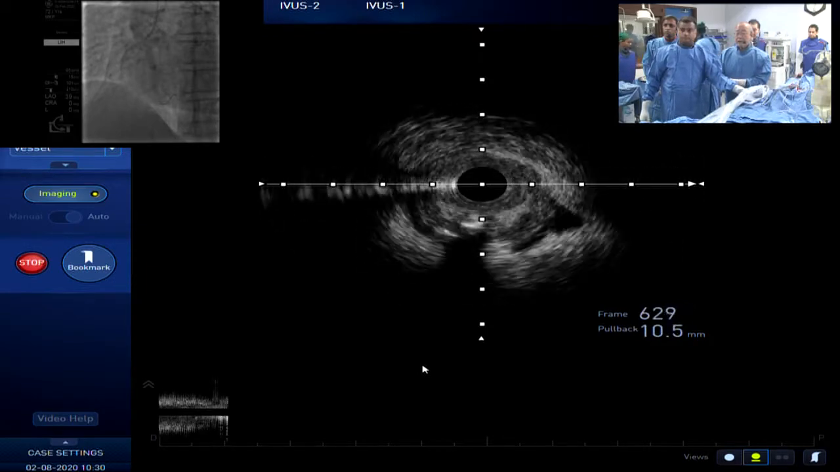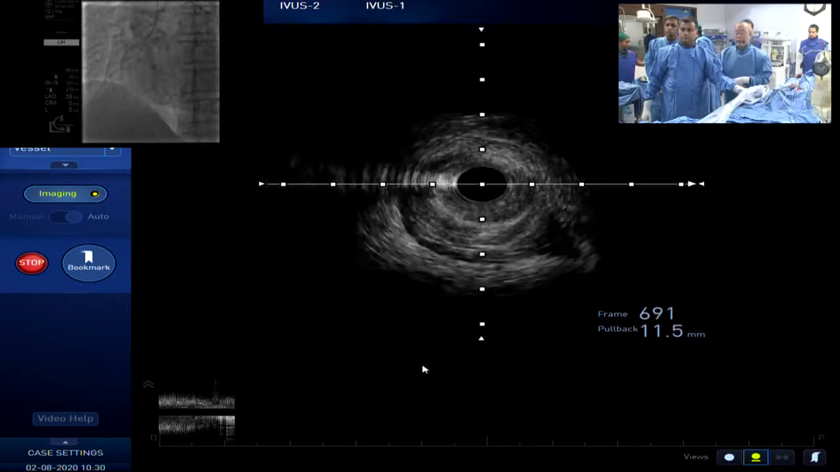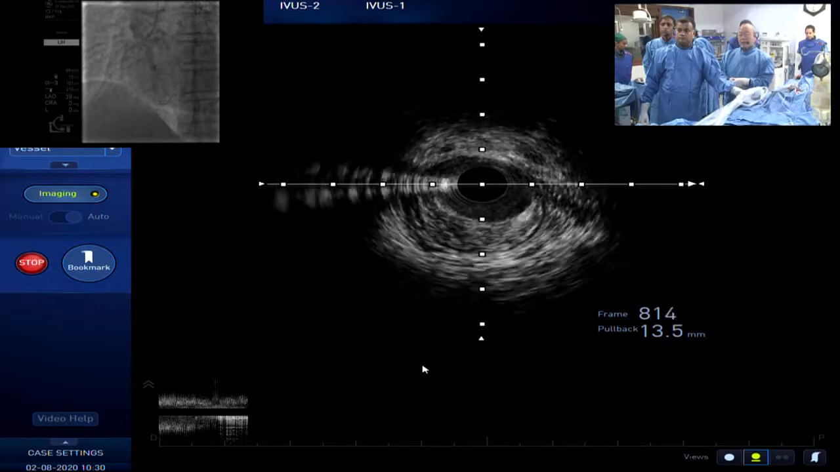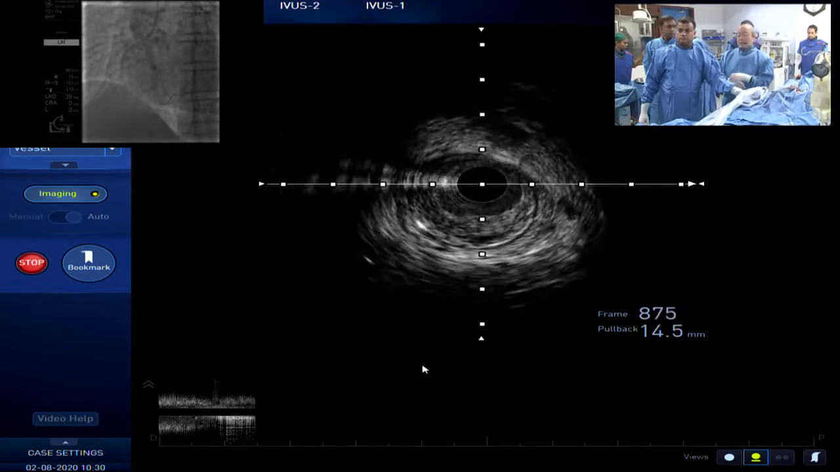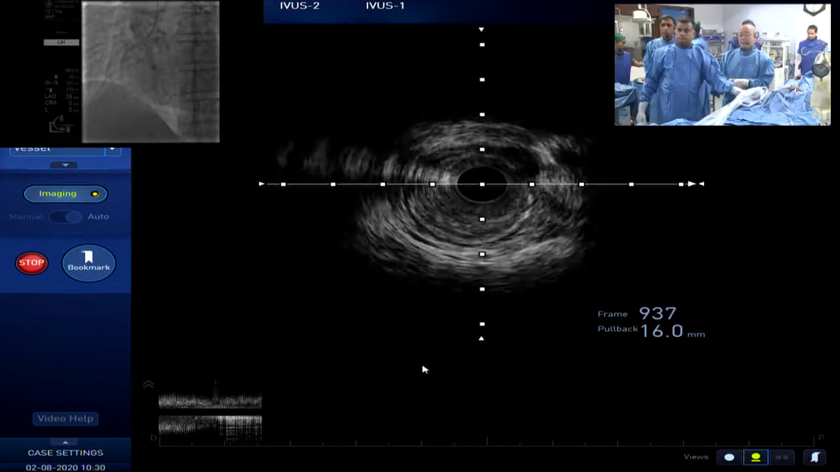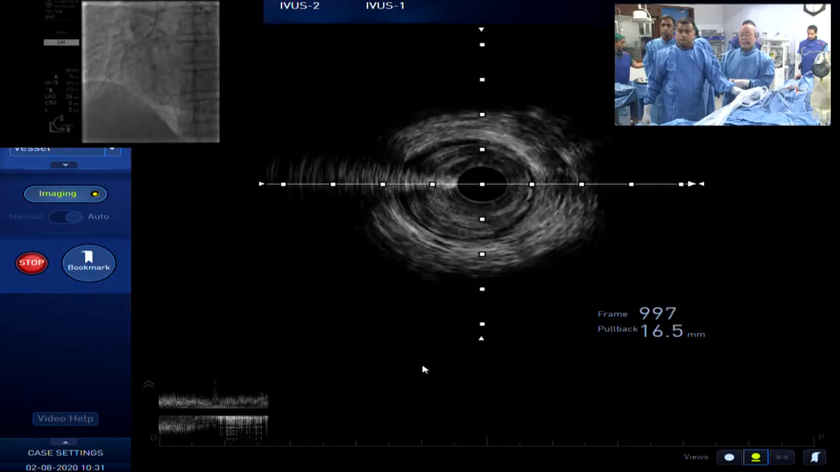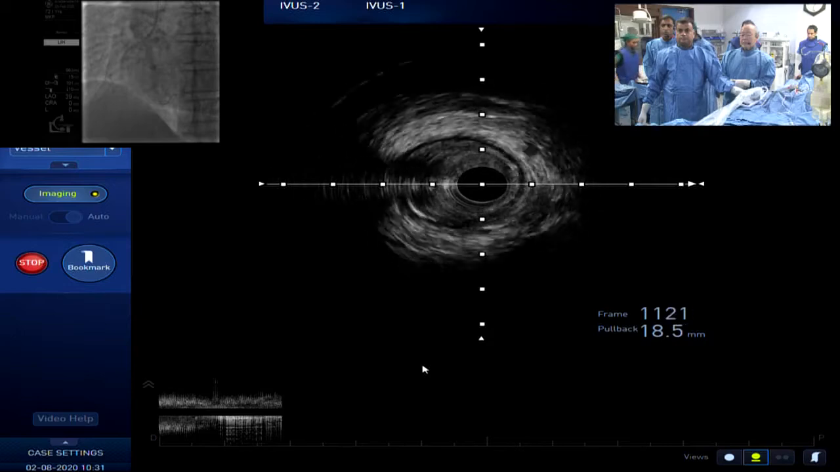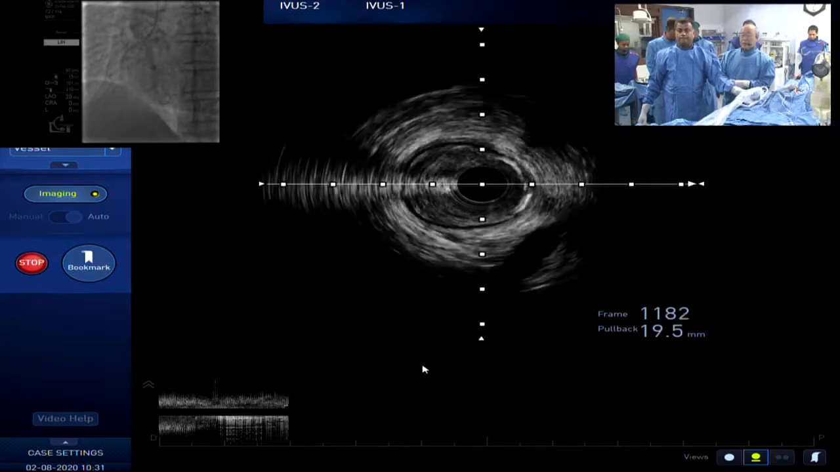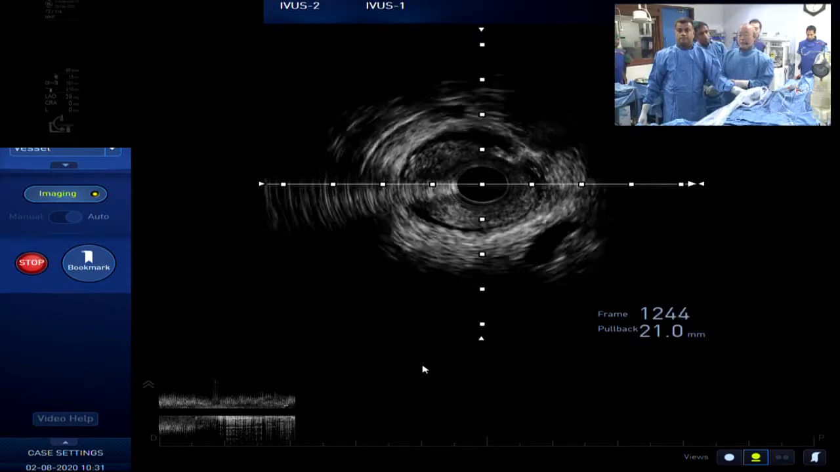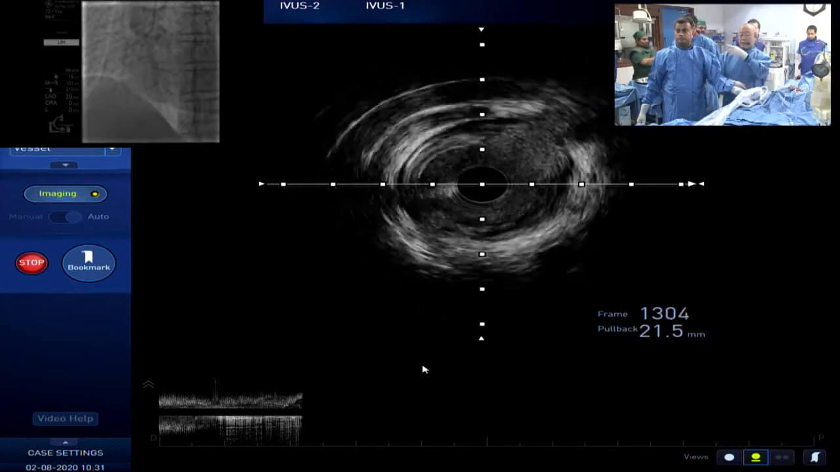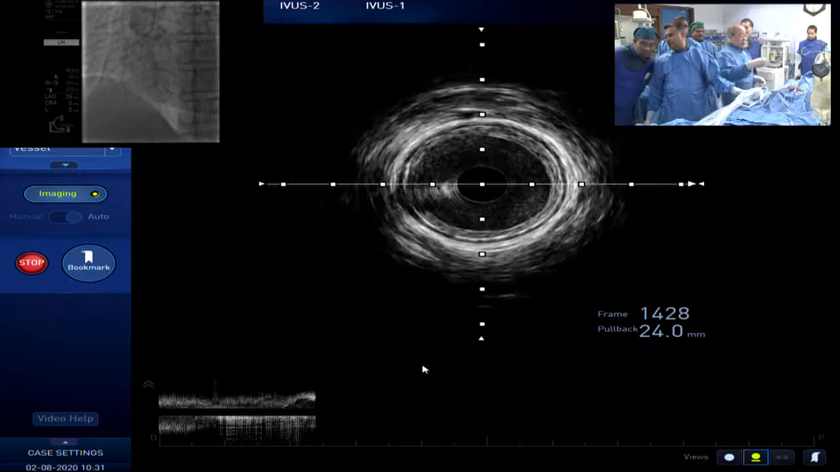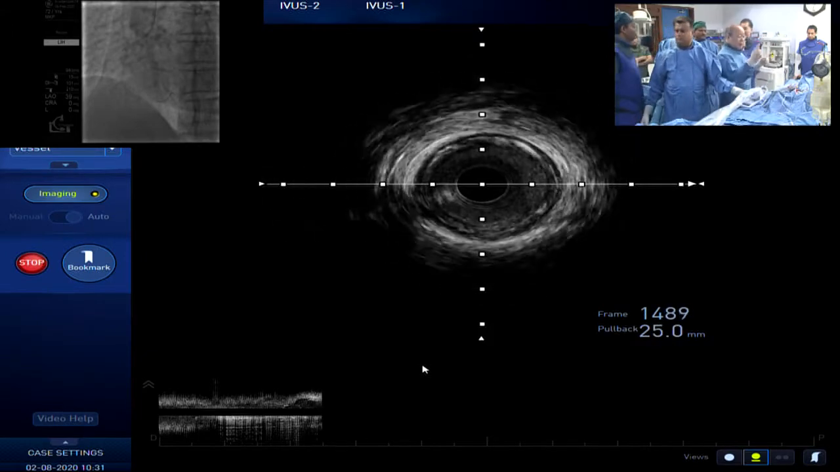There's some lesion dissection and some calcium, right? Calcium, yes, some calcium at 6 o'clock. I think the wire is passing through the lumen. I was going to ask the same question, whether there was any evidence that this was subintimal or not. No subintimal space. This is a branch. So the wire is passing through the lumen from the beginning to the end.